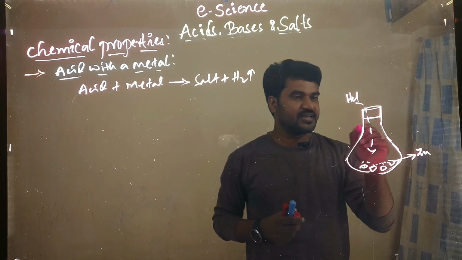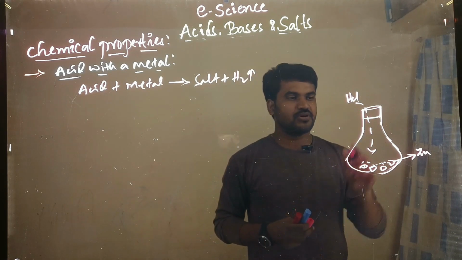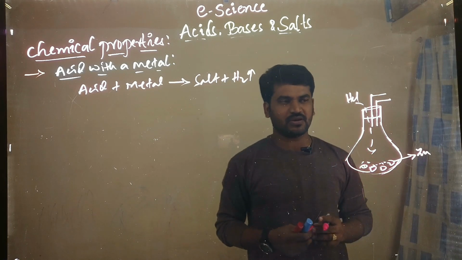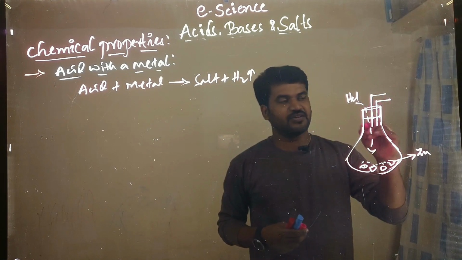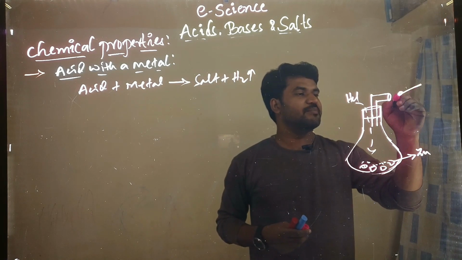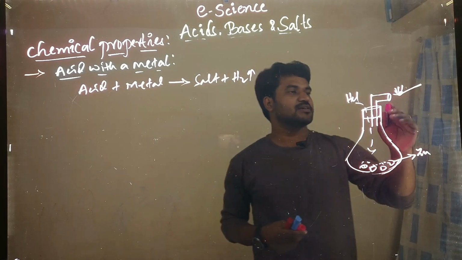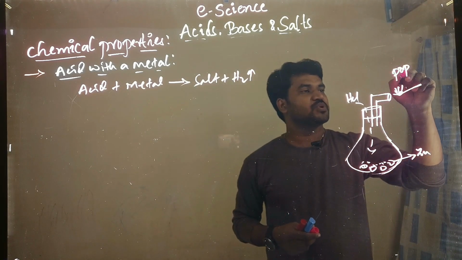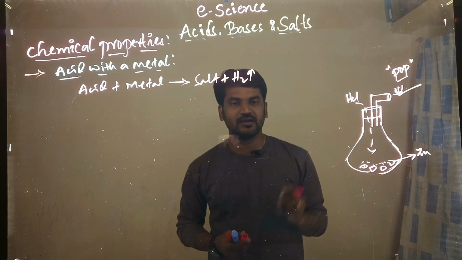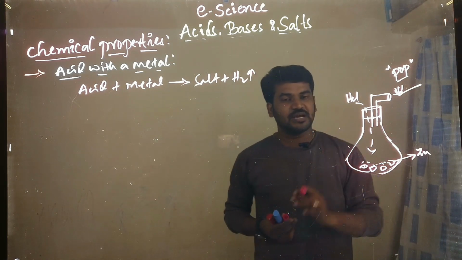After adding that HCl, we can keep a single hole rubber cork along with a delivery tube, or else we can take it without the rubber cork also. At the mouth of the delivery tube, you can take a burning matchstick. If you do, that matchstick will go off by making a pop sound, a sound like tup. So that is what is happening here.